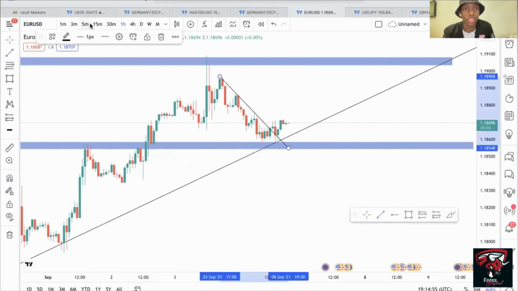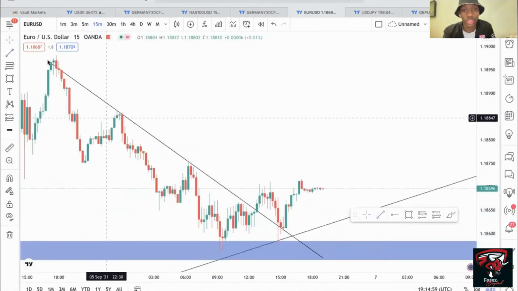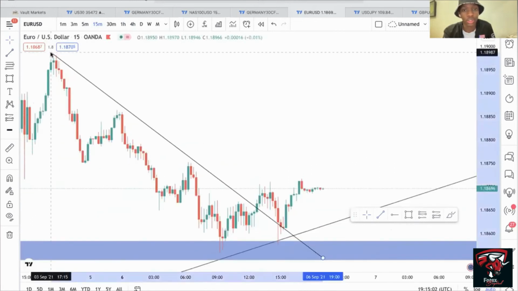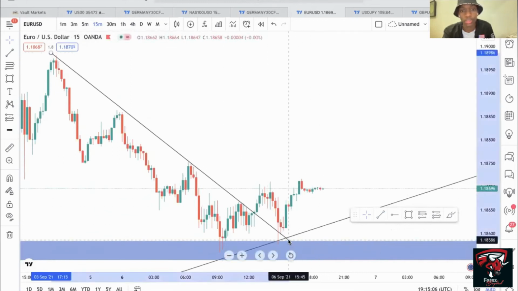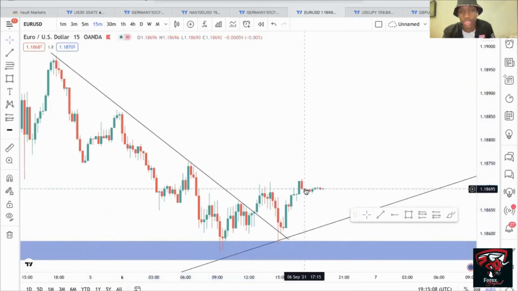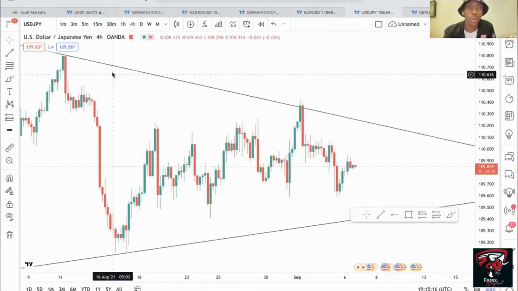This one's proper, it's just the M15. EUR/USD is a proper one. This is too proper, guys. Breakouts, retest. Two proper buys are valid. Buys are valid right now in EUR/USD. Okay, let's go into USD/JPY.